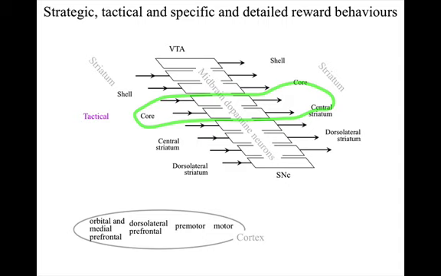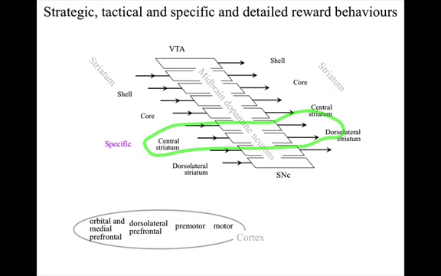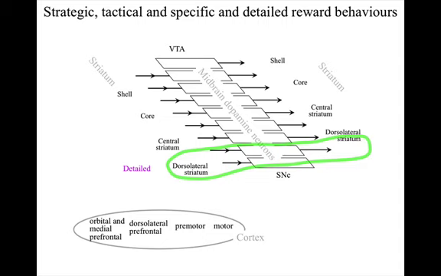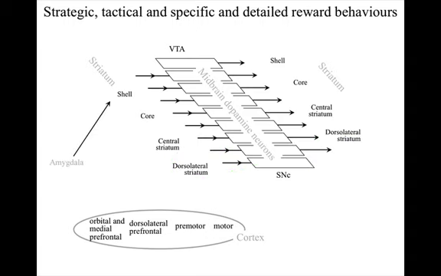The tactical reward behaviors accepted by the core are implemented back into the core and part of the central striatum. The specific reward behaviors accepted by the central striatum are implemented back into the central striatum, but also into part of the dorsolateral striatum. And the dorsolateral striatum also rewards the dorsolateral striatum, but perhaps a bit more dorsal area of it. So this spiral of connectivity implements the process by which strategic reward behaviors reward both strategic behaviors and more tactical reward behaviors, and so on.